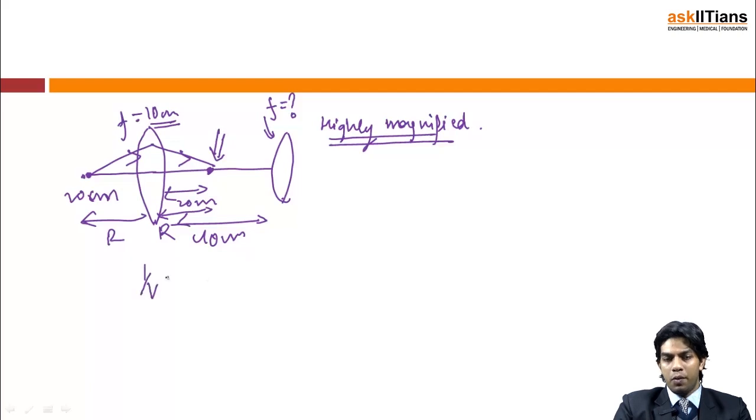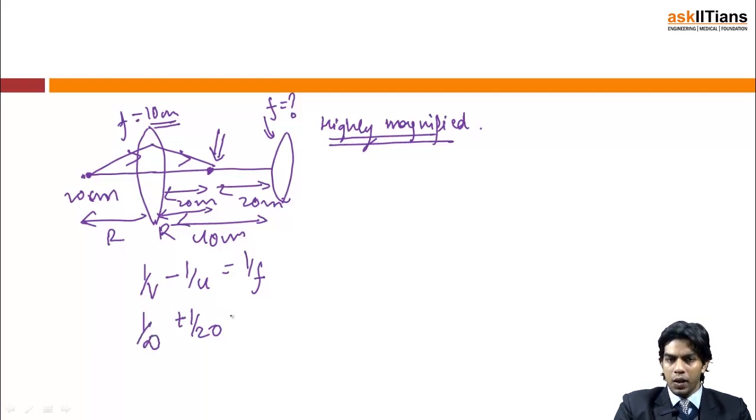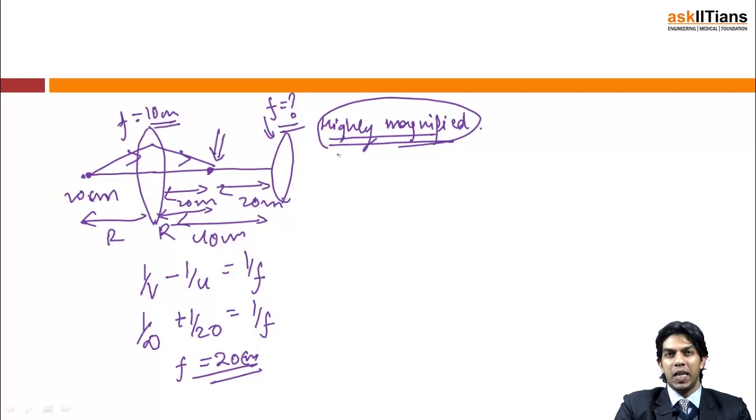So it's 1/v minus 1/u equals 1/f. So my object distance is basically 20 centimeter. So my object distance is 1/20. I've substituted with respect to sign as well. And v is infinity and f is 1/f. So my focal length comes out to be 20 centimeter. So the focal length of this particular lens is 20 centimeter in order to satisfy this, that is getting a highly magnified image.